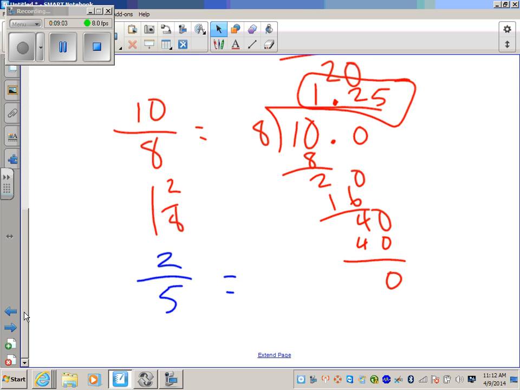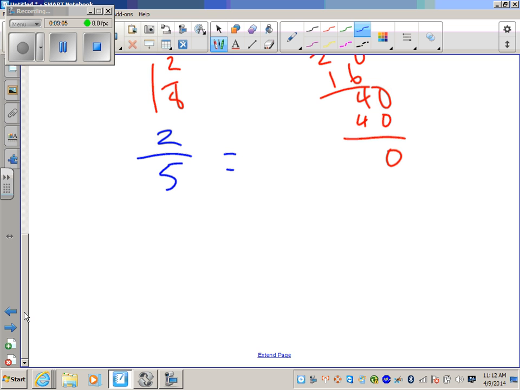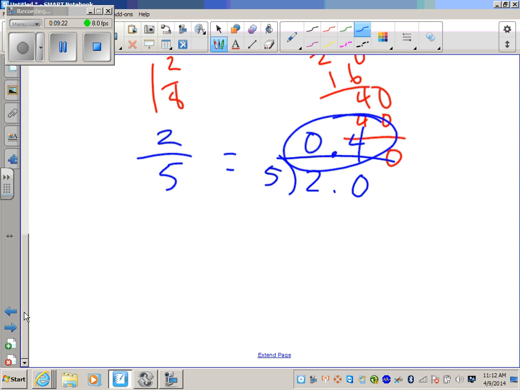All right, great. Good stuff. 5 on the outside, 2 on the inside. You might as well go right ahead. Put the decimal up top just so you don't forget. 5 going into 2, 0. 5 going into 20, 4 times. 0.4. Done. Fraction into a decimal. Yes?